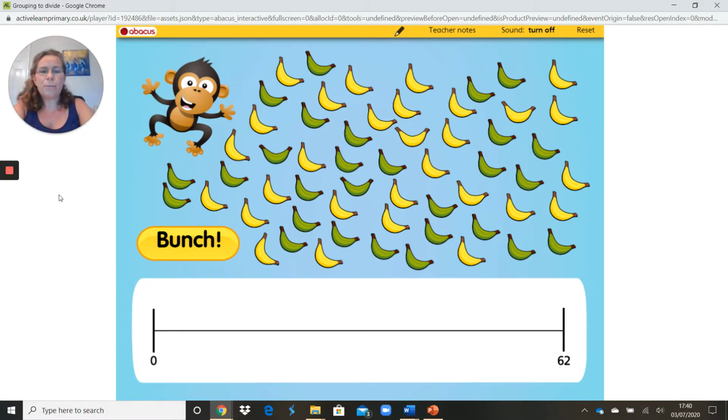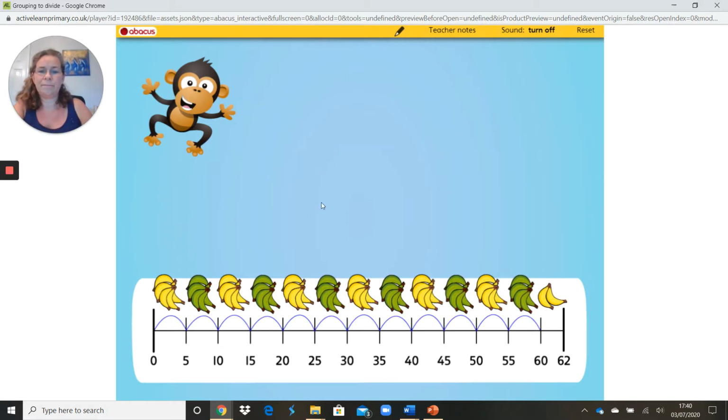So what do we need to do? We need to find out how many 5s are in 62. Right, let's bunch those bananas together and have a look. How many bunches of bananas are there? 1, 2, 3, 4, 5, 6, 7, 8, 9, 10, 11, 12, with 2 bananas left over.